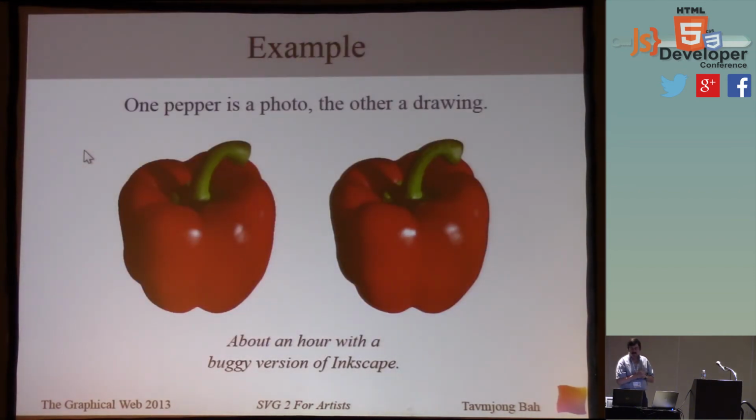Here is an example. I have a patched version of Inkscape. Actually, it's in trunk now, but it's hidden, that implements SVG meshes. And in about an hour, I created the pepper with a buggy version of Inkscape. And I'm sure an expert could probably do it in 5 minutes. So here's one pepper that's a photo, and the other one is a mesh gradient drawing.